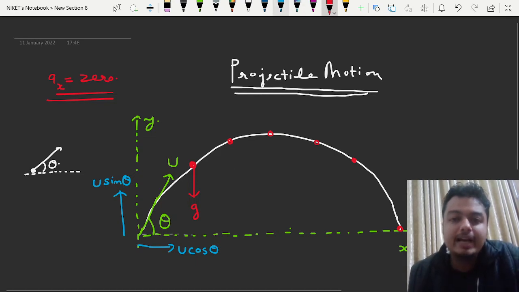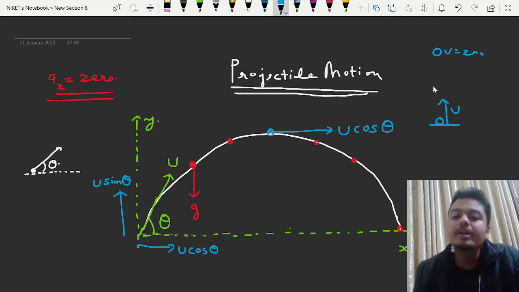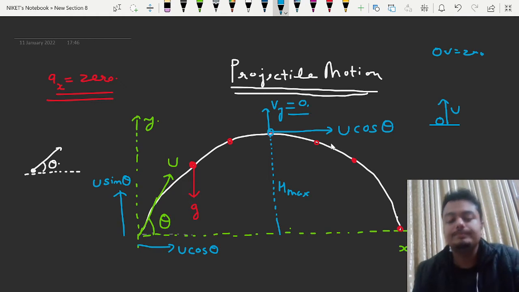Okay, what happens at the highest point? At the highest point, if you see, the projectile is left with only one component of the velocity, that is only the horizontal component, which is u cos theta. Now, why am I saying this? Because if you visualize any object you throw in the air with a speed u, what happens at its maximum height? Its speed at that moment becomes 0. So at the maximum height, the vertical component of the velocity of this projectile must be equal to 0 for sure.